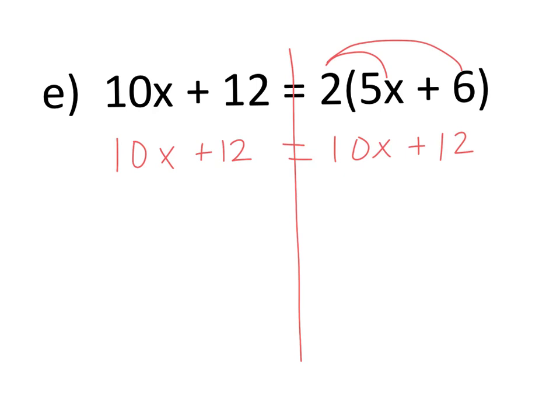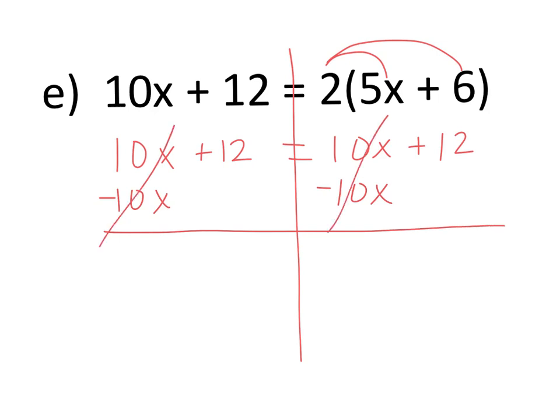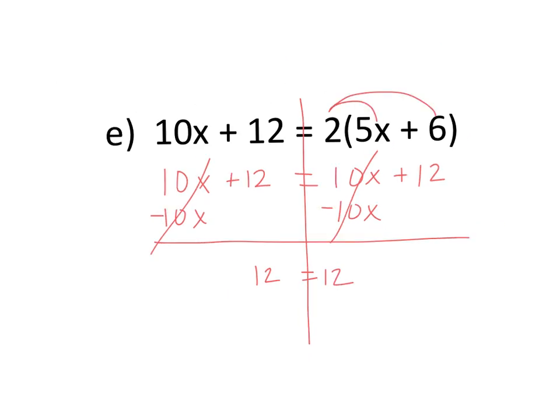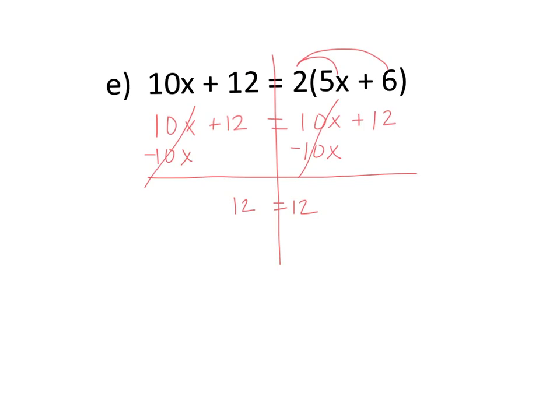Okay, now I need to get the x's on the same side, right? So I'm going to subtract 10x. And when I look here, something funky kind of happens. They both cancel out. So I get 12 equals 12. Okay, so when this happens and the variable falls off and you have 12 equals 12, this is called all real numbers. Okay, and all real numbers mean that any number I put in up here will work.